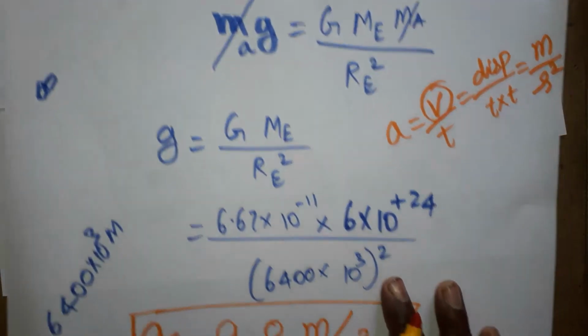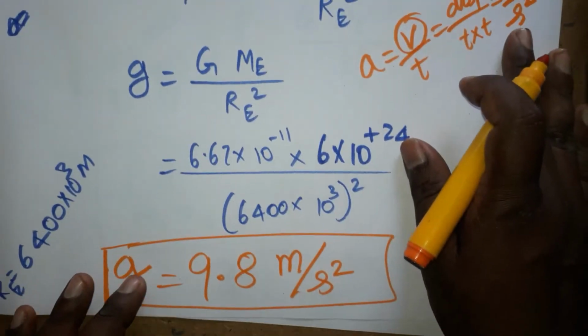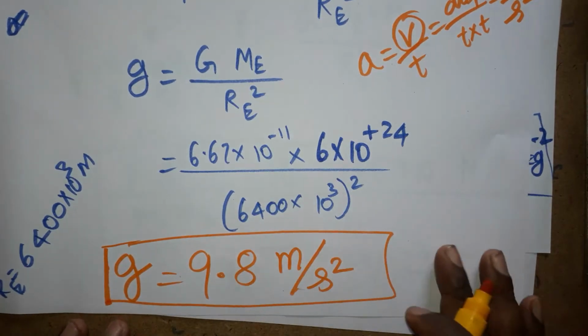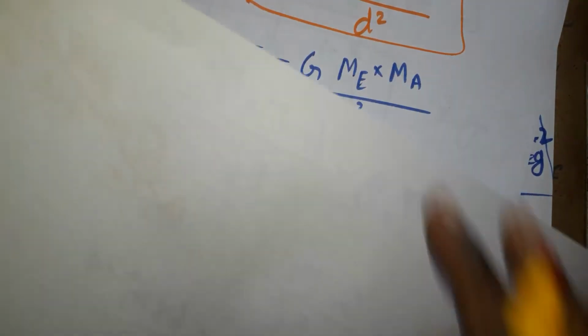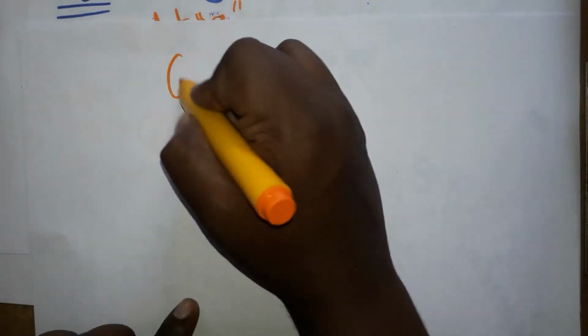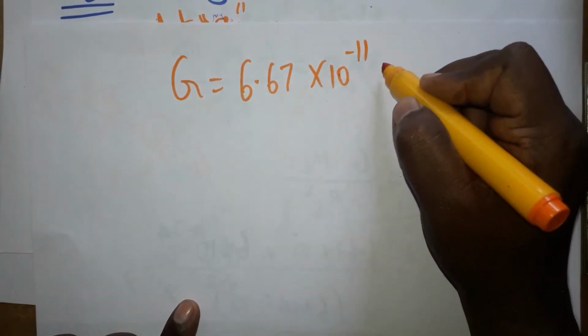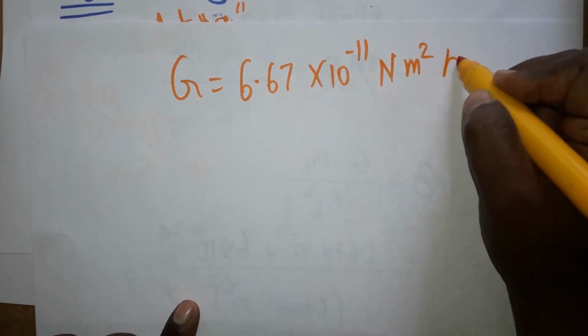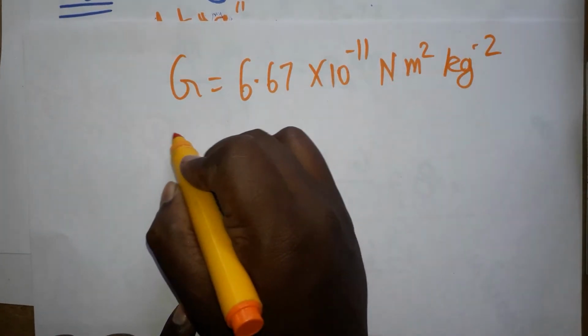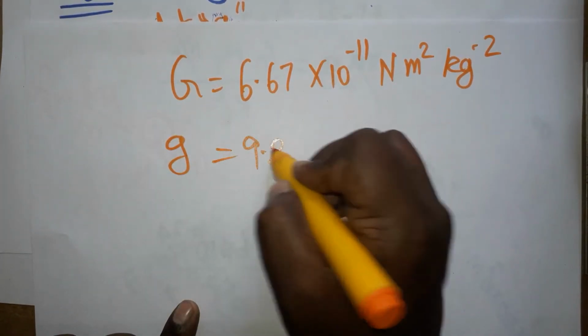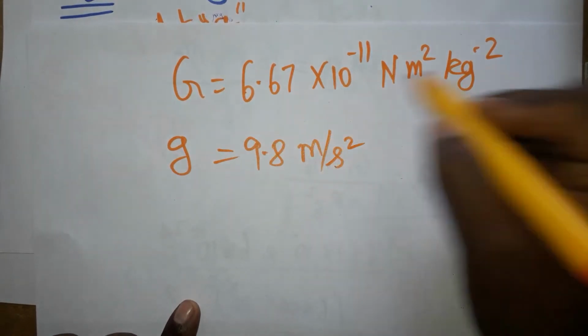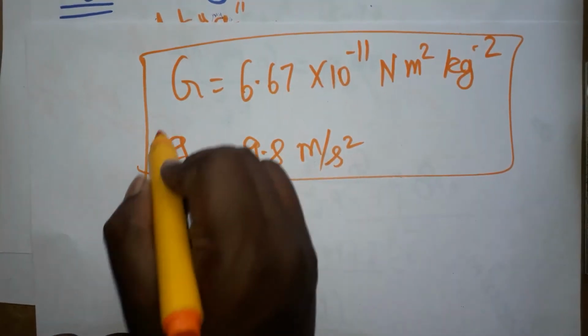Capital G is the universal gravitation constant. Small g is the acceleration due to gravity. See here, the capital G value is 6.67 into 10 power minus 11, with unit Newton meter square kg minus 2. The small g is equal to 9.8 meter by second square. So we got what capital G and small g are.